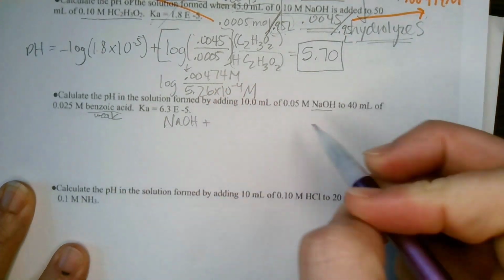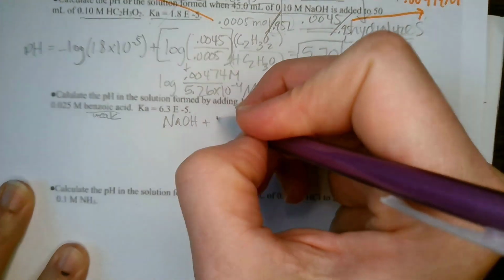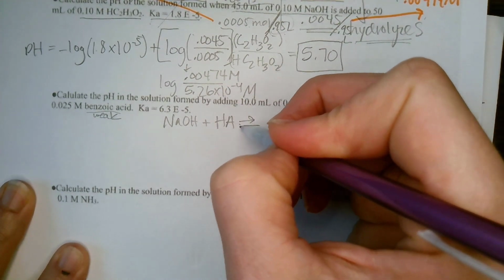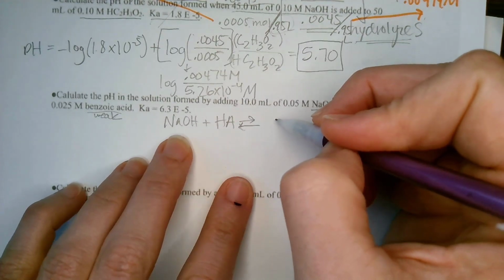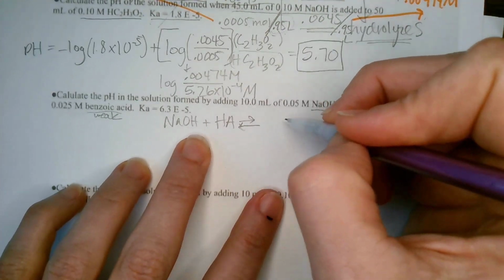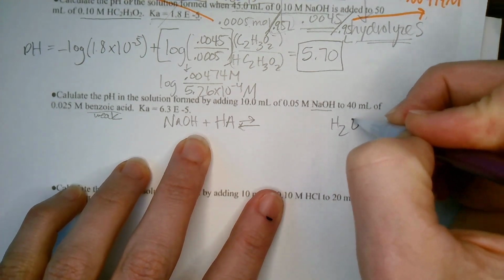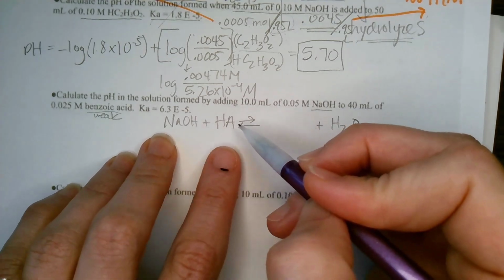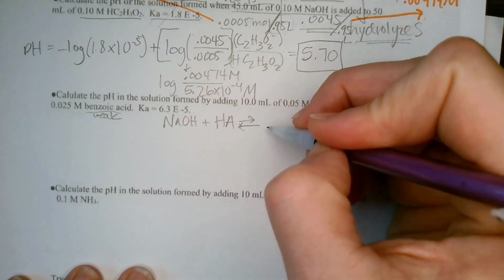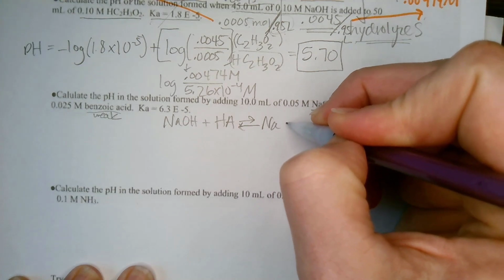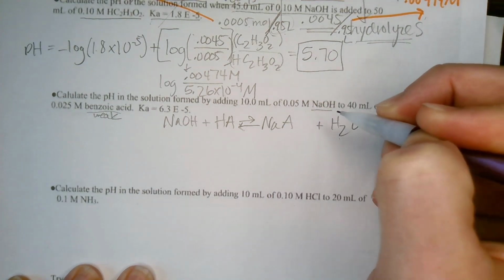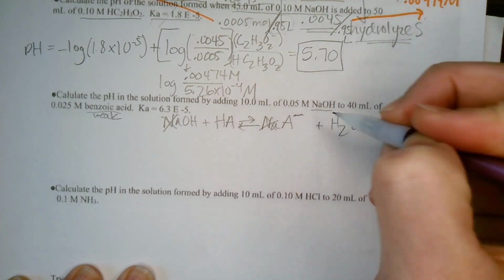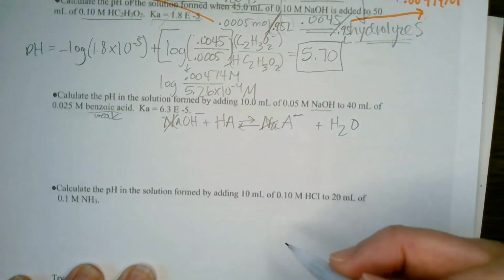NaOH plus benzoic acid. I'm just going to write it as HA. And it's going to form an equilibrium. And we know that we're going to have HOH, water formed, and we're going to have sodium benzoate. So we're just going to say Na. And we know that those Nas are not going to have anything to do with this equation. We're going to have A minus over here, OH minus right there.